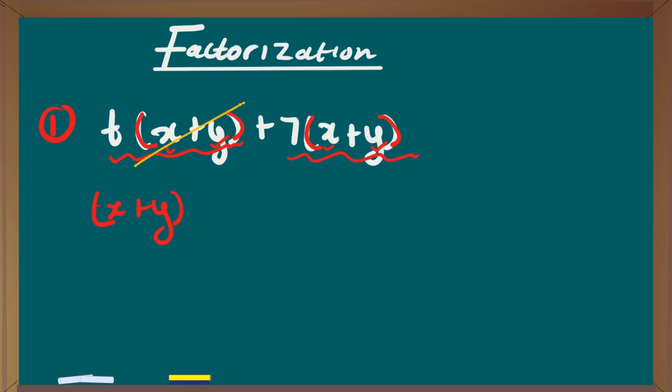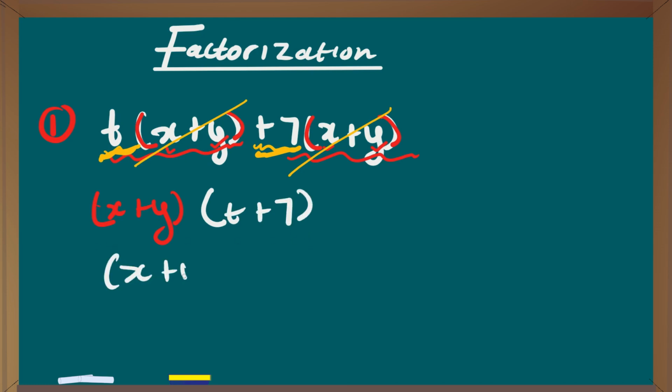If we cancel x plus y here and also x plus y here, what is it that we'll be left with? We will be left with t here plus 7 here, because x plus y are both cancelled. So what do we do here? We take whatever we're left with, we say t plus 7. So this is our final answer.